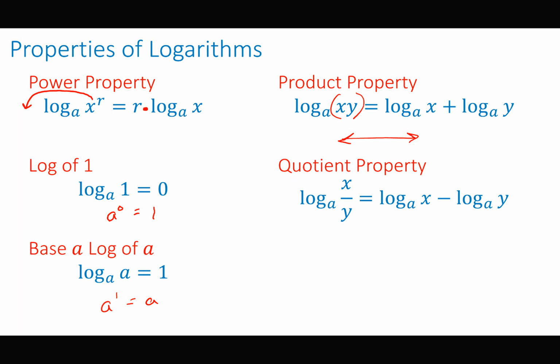And then if you have a quotient, some division going on, division turns into subtraction. And again, this goes both directions. If you have subtraction, you can rewrite it as a quotient of x divided by y.